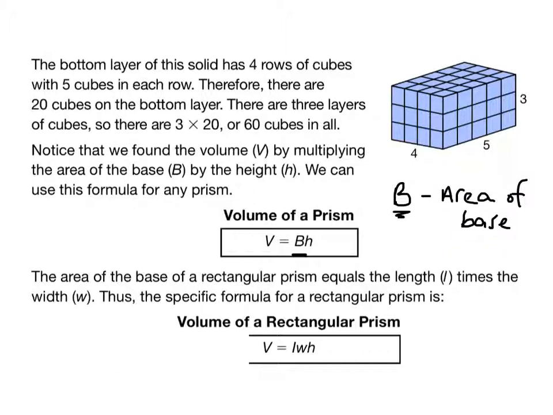And it's the same thing as doing this formula, which is length times width times height, because the capital B, which is the area of the base, is the same thing as length times width. So you'll see both formulas. But the bottom line is the easiest one is just length times width times height. That's how you'll find volume. So let's look at a few examples.